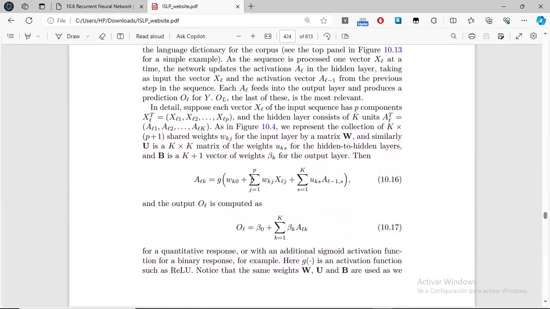Over here, for example, there is a change in the activations. As we saw, in the case of the single layer, we only had this term, this affine transformation of the data, but now it's also taking into account some other combination of the previous activations, as you can see.